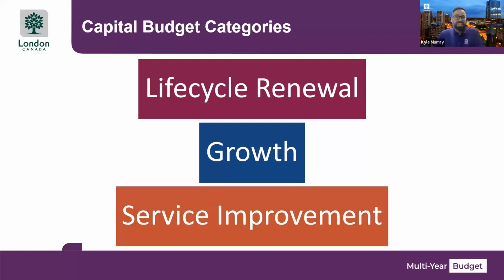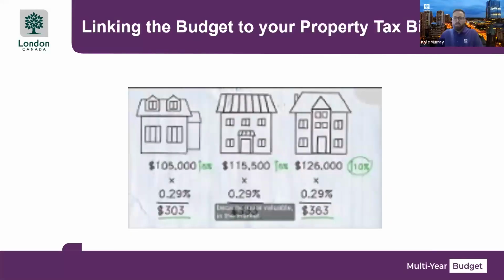So you will see these categories within the capital budgets once they're released in December as well. So hopefully this provides just some good grounding, some good context for you when you are navigating the budget in the coming weeks and months. So with an understanding of how we budget, let's watch a quick video to help us understand how a property tax bill is determined.